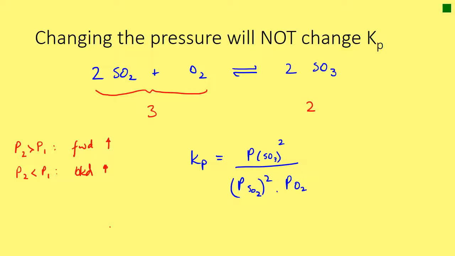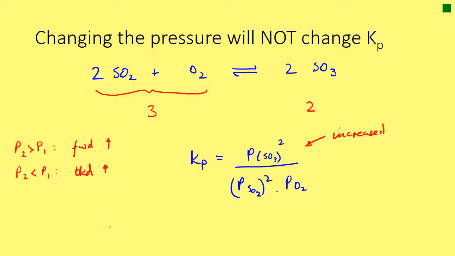So let's, in red, do an increase in pressure. If we're increasing the pressure, then we have said that our forward reaction has increased, in which case our partial pressure of sulfur trioxide has increased.